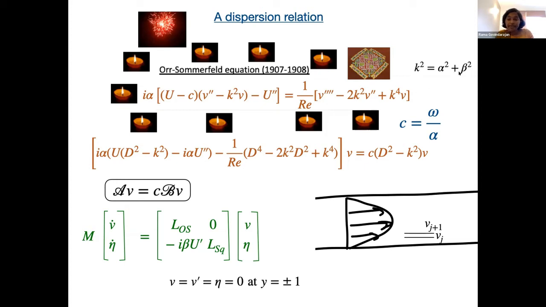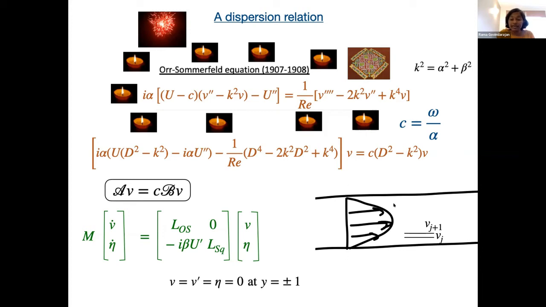Now, in this, the k is just the square root of alpha squared plus beta squared. And this quantity c is just omega by alpha. It's the phase speed of the perturbation. And you know what v is, it's the wall normal perturbation. These primes denote differentiation with respect to y, which I've also called d4 in this thing. I just wrote it in this form so that I can discretize this and write it in matrix form.